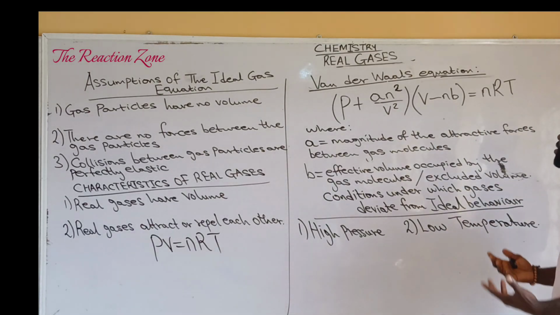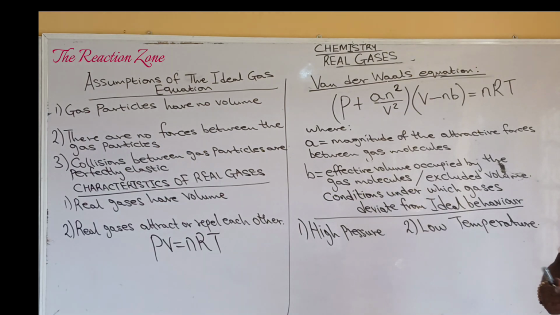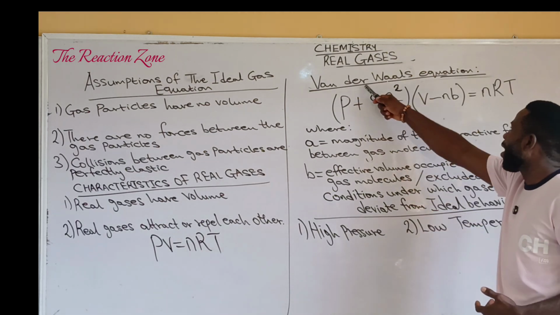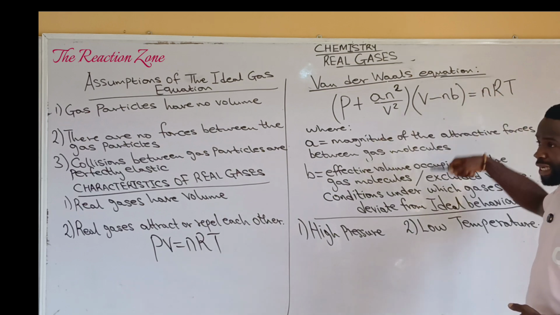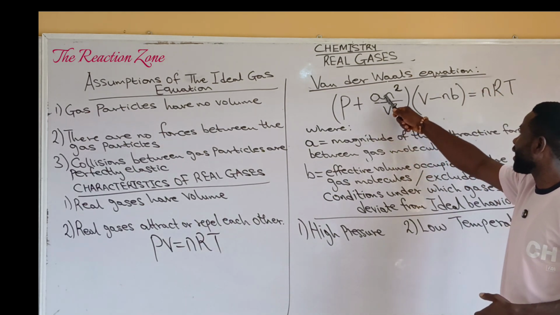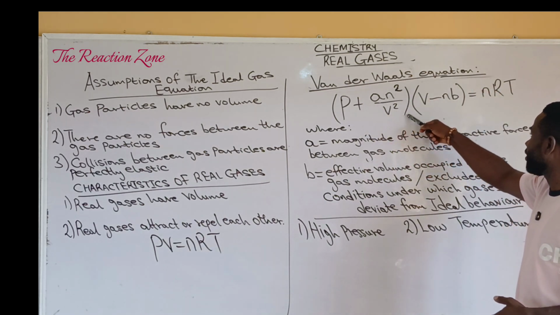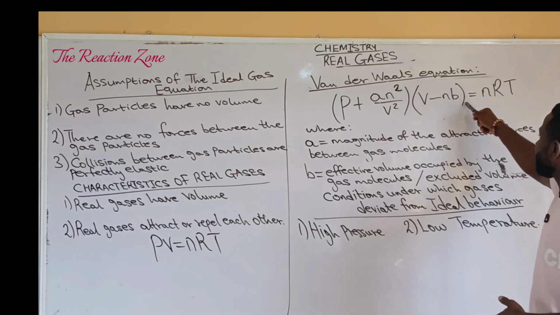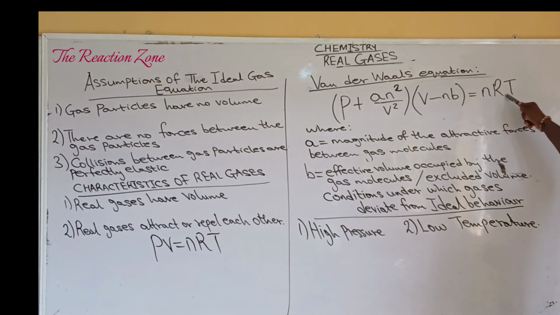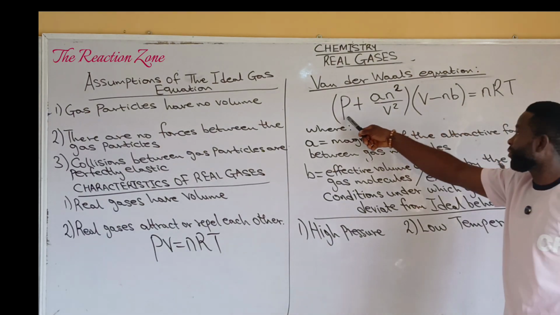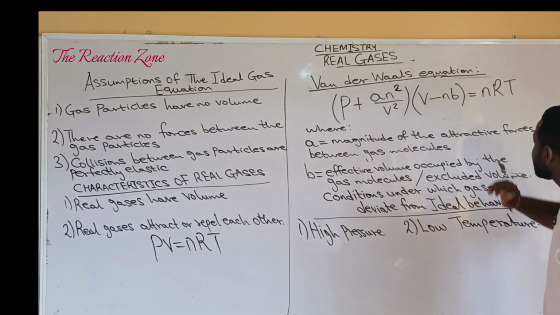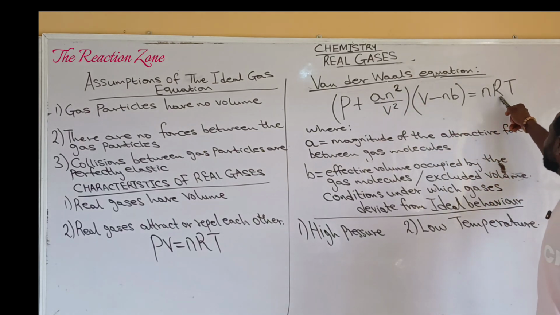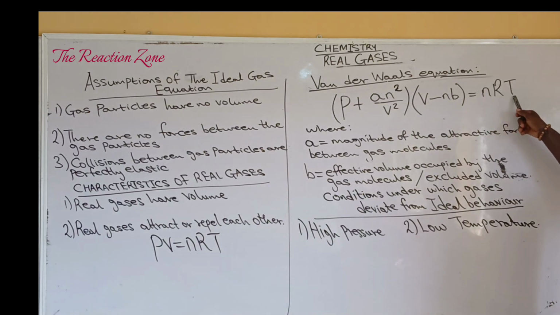The equation that describes the behavior of real gases is called the Van der Waals equation, and it is expressed as follows: (P + an²/V²)(V − nb) = nRT. P stands for pressure, n stands for number of moles, V stands for volume, R stands for the molar gas constant, and T stands for temperature.